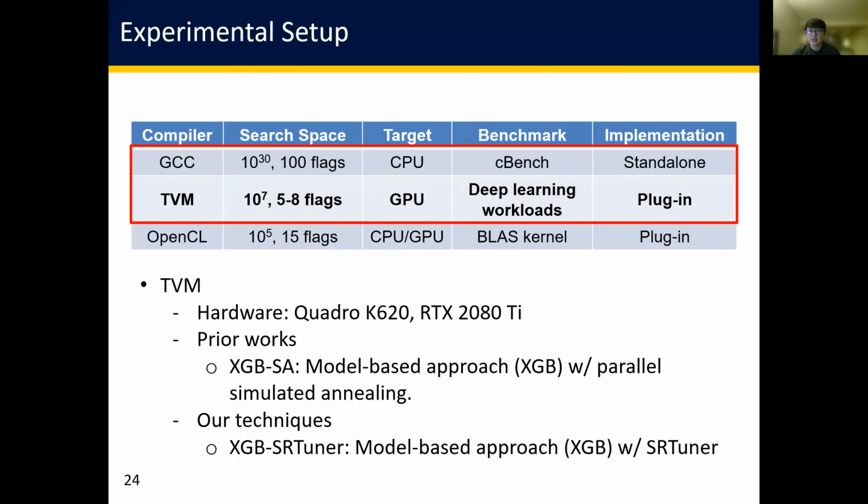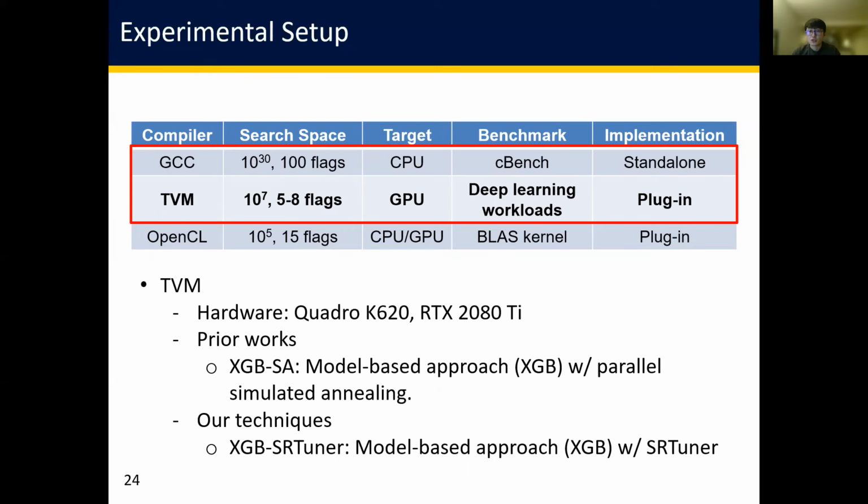Also, we investigated TVM, which is a domain-specific deep learning compiler, and evaluated it on GPU. Although it has relatively fewer flags than GCC, each optimization decision is highly parametric, so its optimization space is also too large to traverse without a smart algorithm. Internally, TVM has its own auto-tuning module that adopts a model-based approach, which automatically constructs a hardware cost model on the fly.